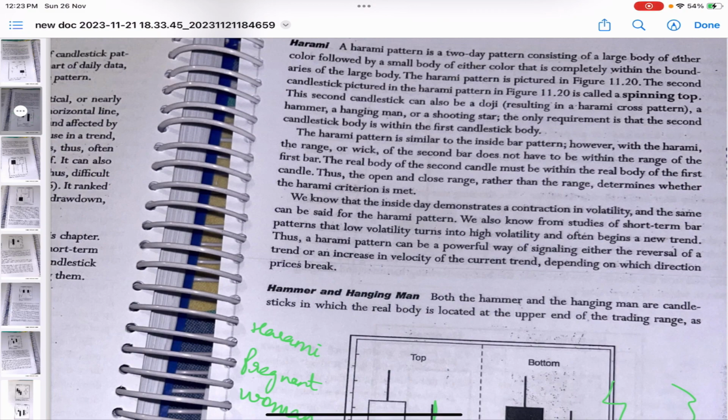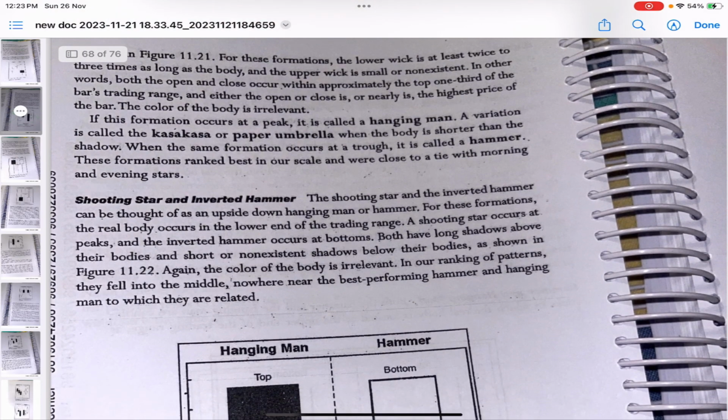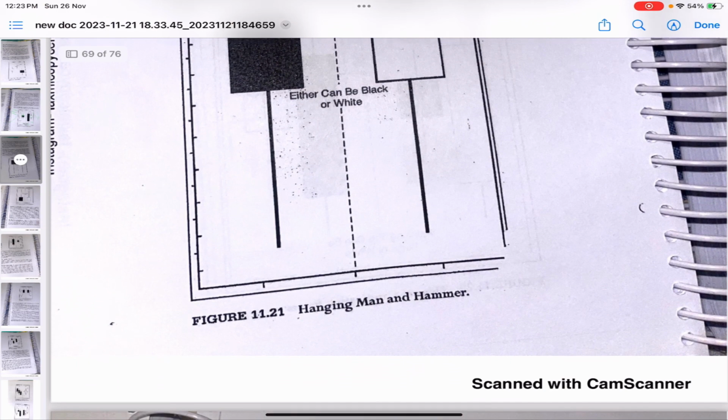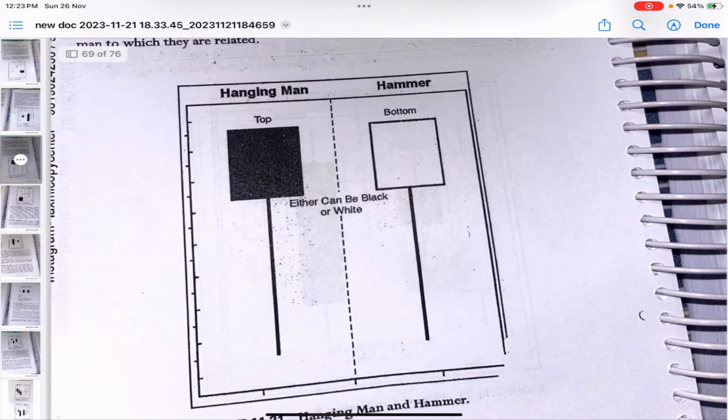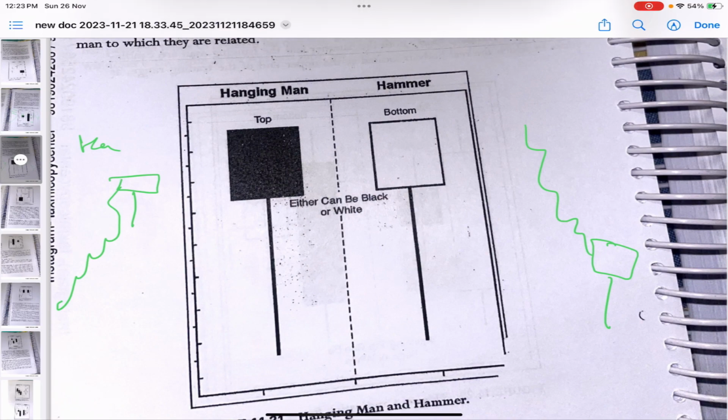That's what harami is. Now we have hammer and hanging man. I think this is very obvious. This is what a hanging man is. This is what a hammer is. When there is an uptrend and this occurs over here, then it is known as a hanging man. If there is a downtrend and this occurs over here, then it is known as a hammer. So keep that in mind.